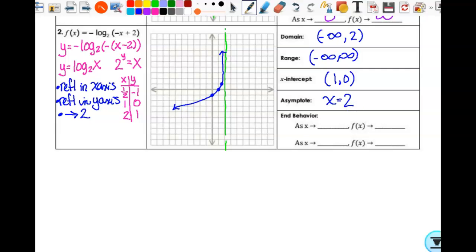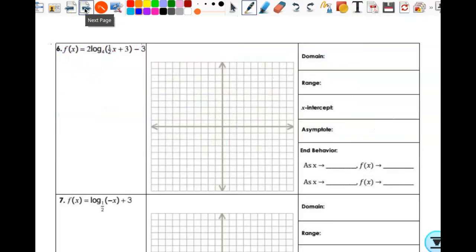All right, as I move to the right, x is approaching 2 from which direction? The left, so it's a negative. Then f of x is approaching infinity. As x approaches -infinity, f of x is approaching -infinity. What questions do you have? We good? All right. Let's look at the next one.